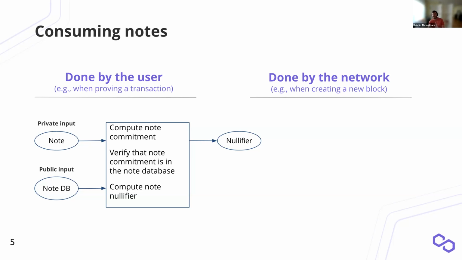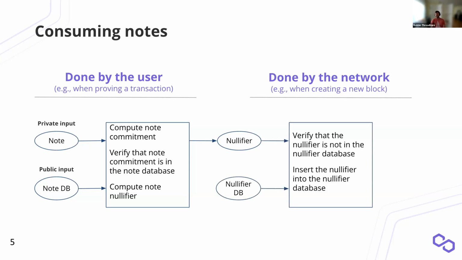And then what the network does is it takes the nullifier database as an input, and this nullifier that came from some ZKP the user generated. Then they need to verify that this nullifier is not in the nullifier database, and they also need to insert this nullifier into the nullifier database. So the next time, this prevents double spend. You won't be able to spend a node with the same nullifier twice. And because the database gets updated, one of the outputs is this new nullifier database.